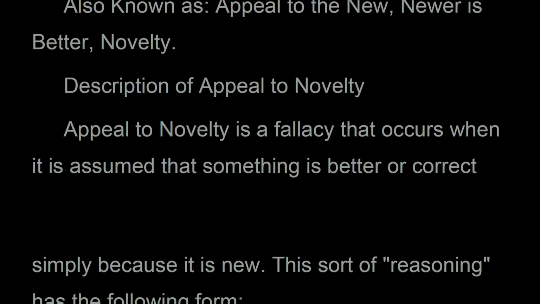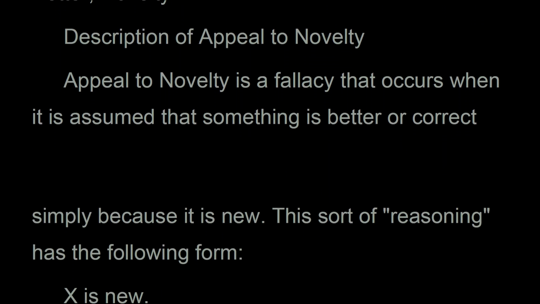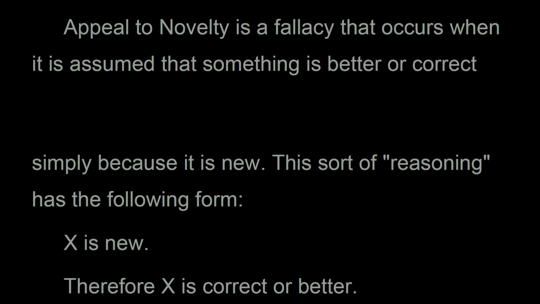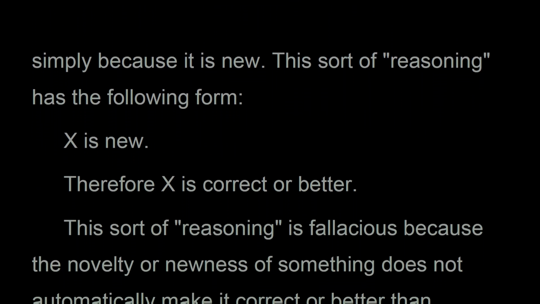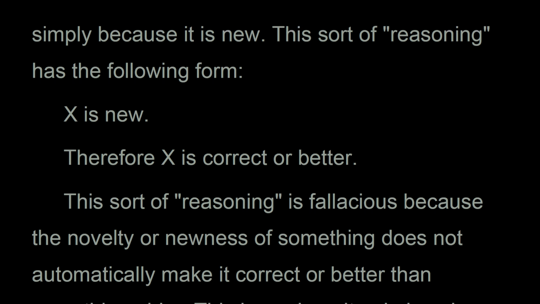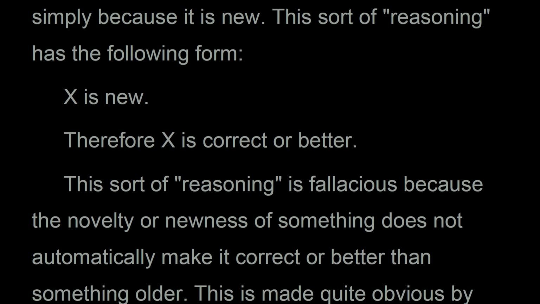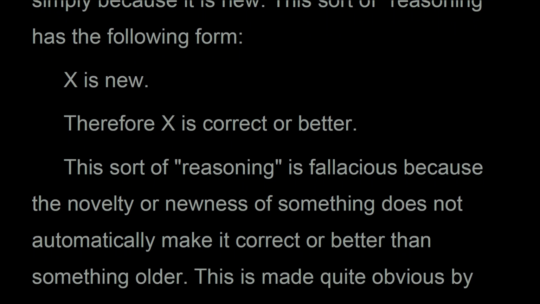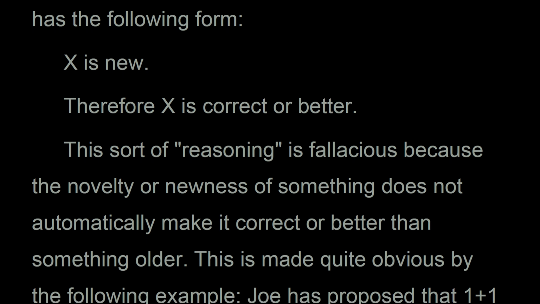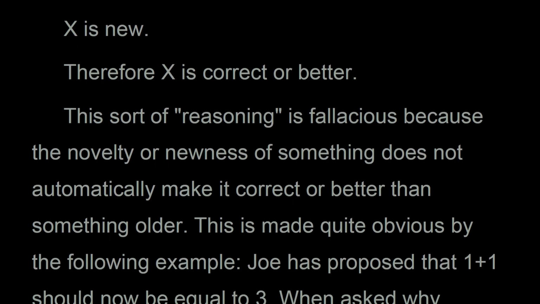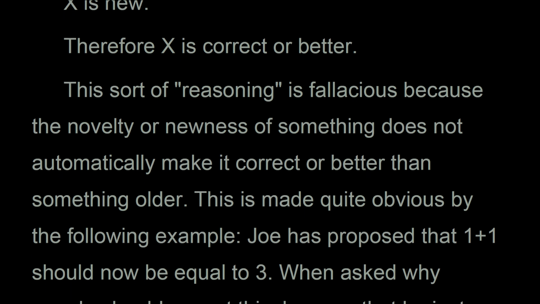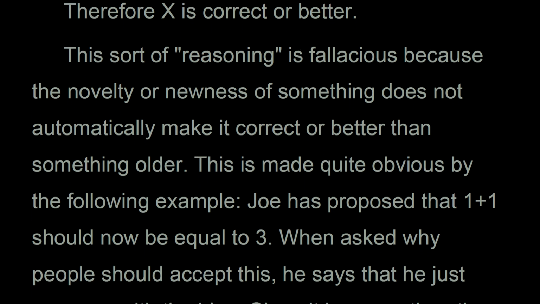Appeal to novelty is a fallacy that occurs when it is assumed that something is better or correct simply because it is new. This sort of reasoning has the following form. X is new. Therefore X is correct or better. This sort of reasoning is fallacious because the novelty or newness of something does not automatically make it correct or better than something older. This is made quite obvious by the following example.